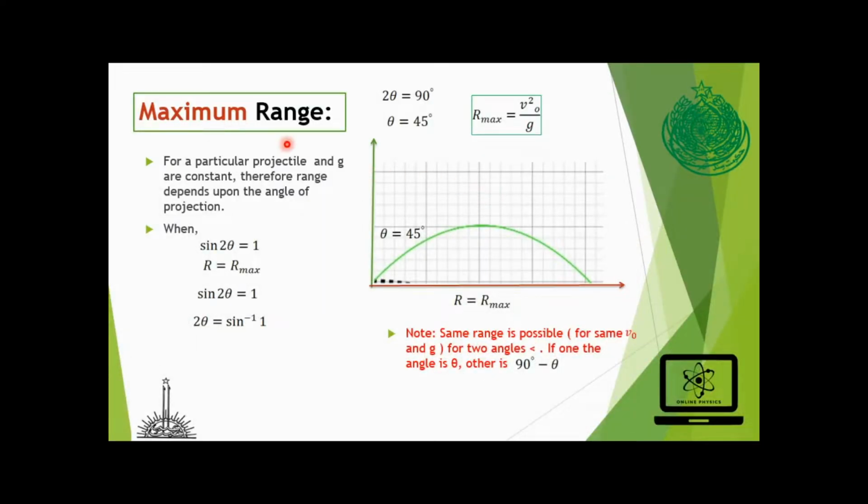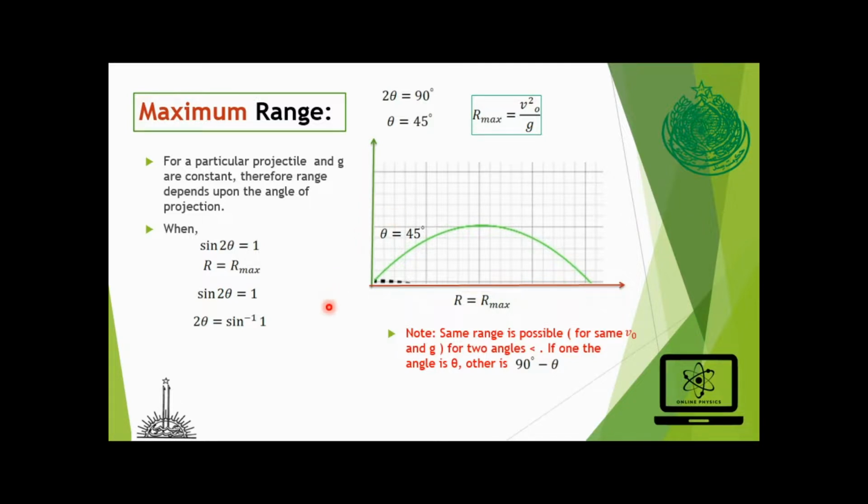Okay, how will we get the maximum range? For a particular projectile, v naught and g are constant. Therefore, range depends upon the angle of projection. We know that we have a trigonometric function in the expression of range, sine 2 theta. This will become 1 when the range is maximum. Sine 2 theta is equal to 1, 2 theta is equal to sine inverse 1. So 2 theta is equal to 90 degrees and theta will become 45 degrees. So we will get maximum range in projectile motion when the launching angle is 45 degrees.